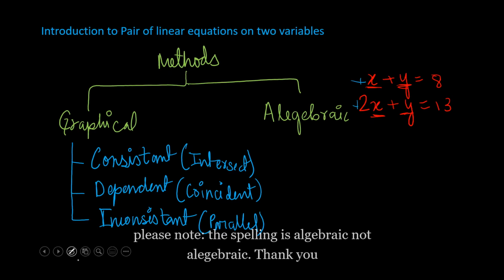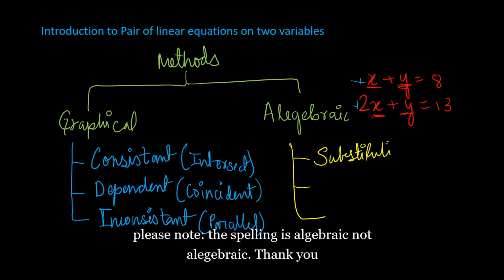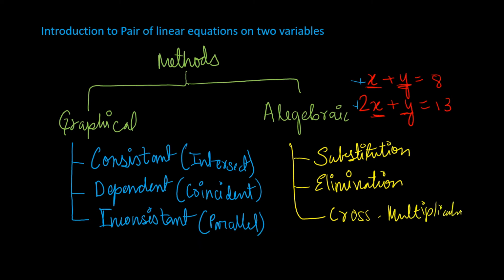Okay, and in algebraic there are three methods as well. Those are the substitution method, the elimination method, and the last one is cross multiplication.